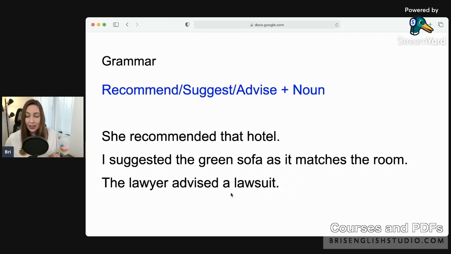If you don't know what a lawsuit is, it is when maybe you have some problem with someone or something and you go to court and you try and get some money from someone, okay? That is a lawsuit. All right, next grammar point.